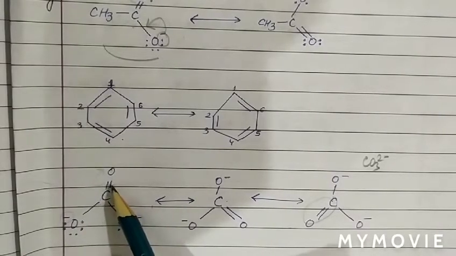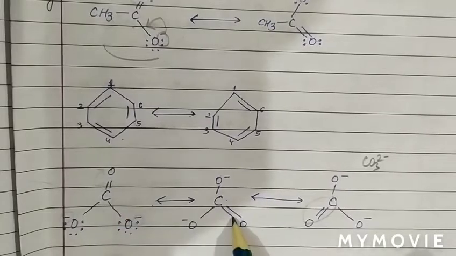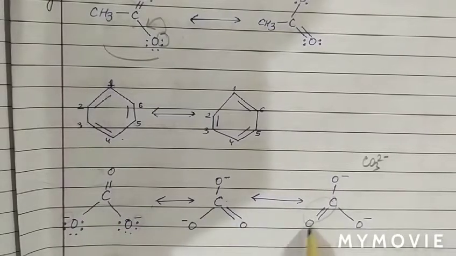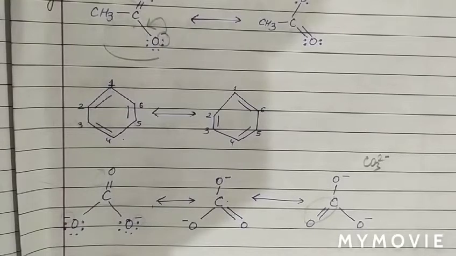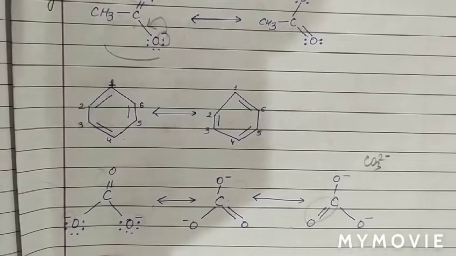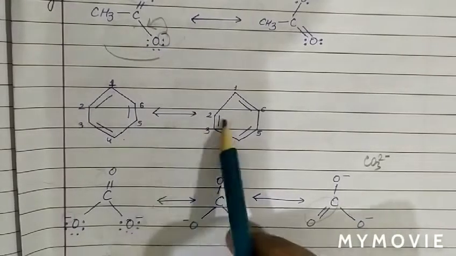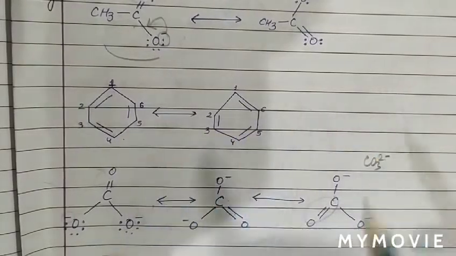So the position of the pi bond changes from this position to this position, and also from this position to this position. So in resonating structures, basically the location of the pi bond or lone pair changes. So it is basically the existence of a molecule or ion in more than one form.